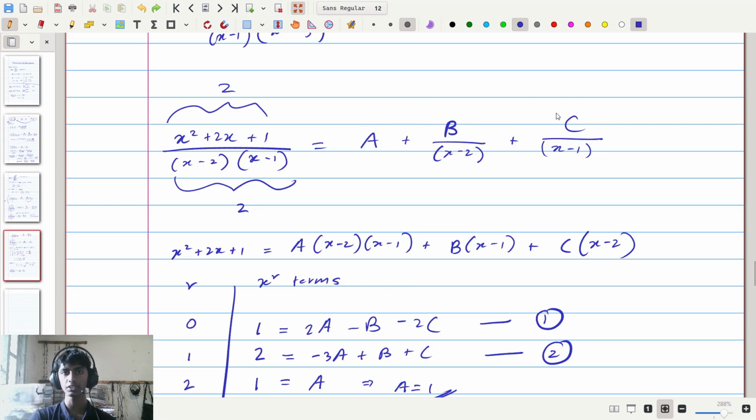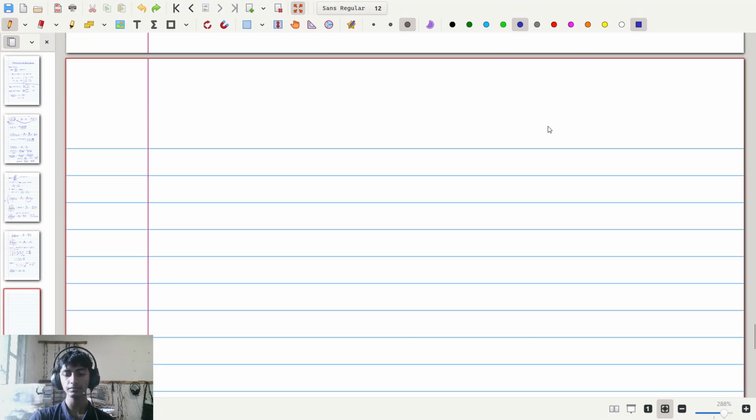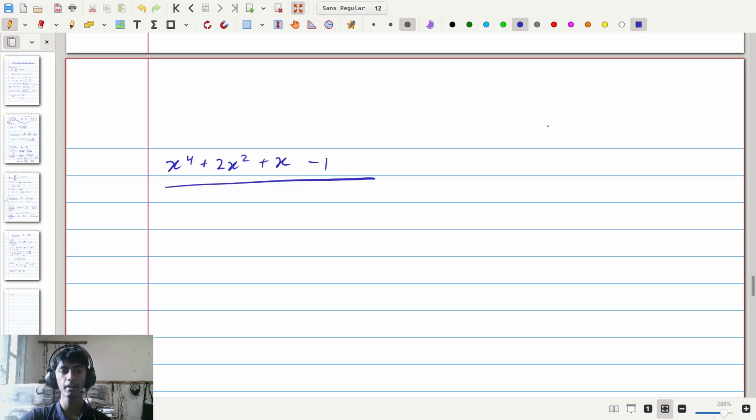We'll do another one just to really get the point across, and this time we'll do an even more improper rational function. So we'll do, let's say, x to the 4th plus 2x squared plus x minus 1 divided by, let's say, x minus 1, x minus 2 and x minus 3. Let's try and do this one.